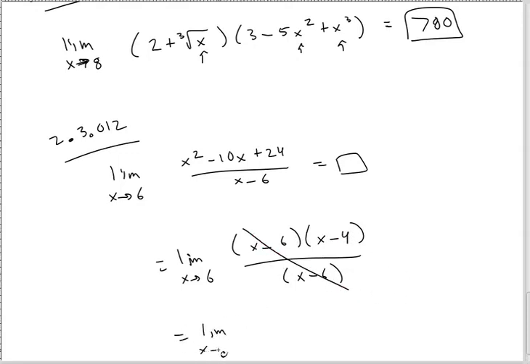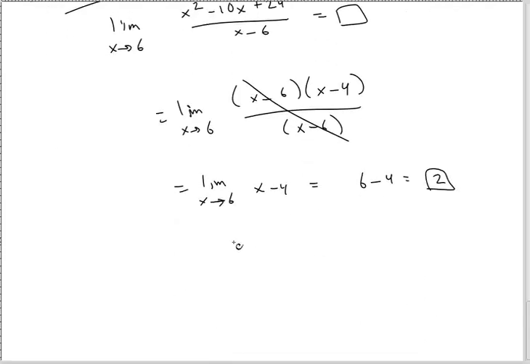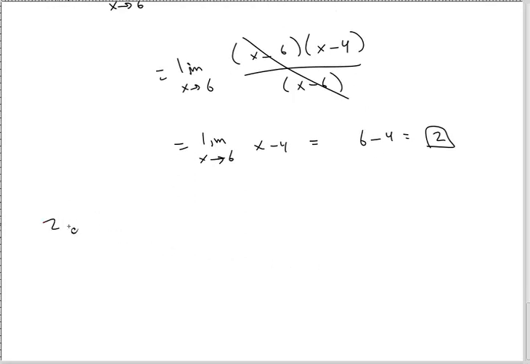I'm trying to be official here. This is now what we're looking at. Well, there's nothing wrong with plugging it in now. So 6 minus 4 is 2. And that's it. That's your answer. So we are actually always going to plug it in at some point. It's just not always initially. We might have to cancel or simplify something before we can plug it in safely. And here's a good example of that.